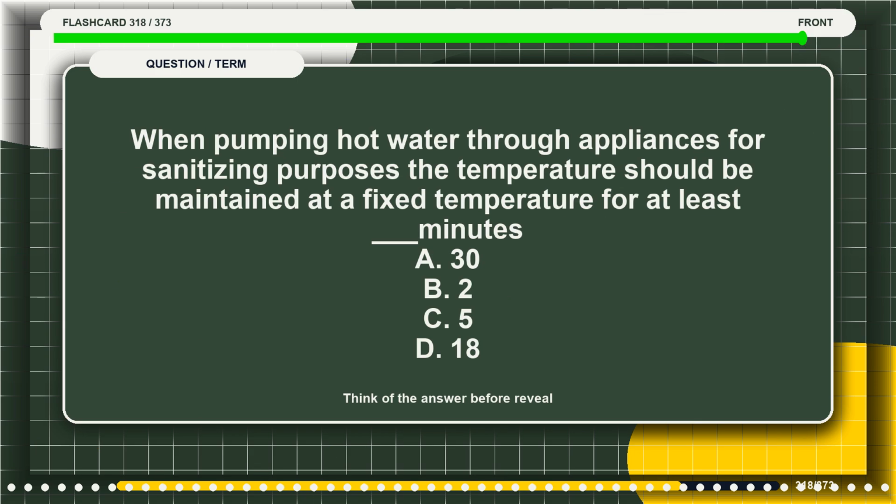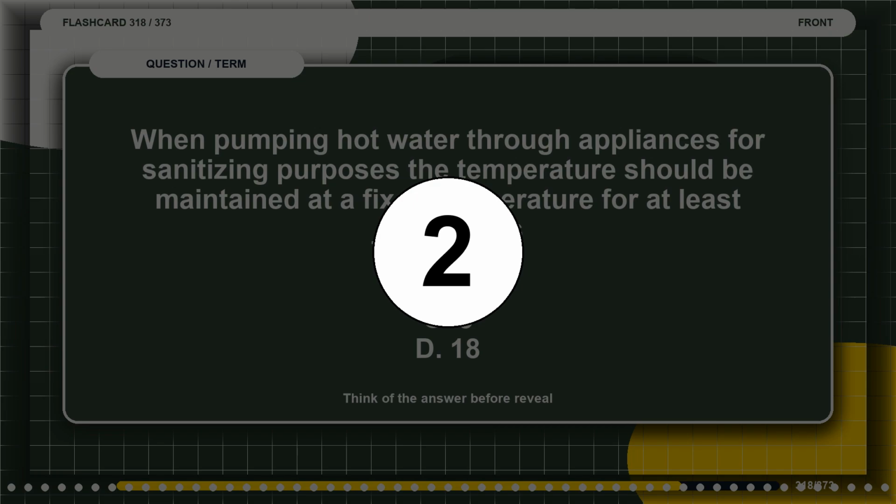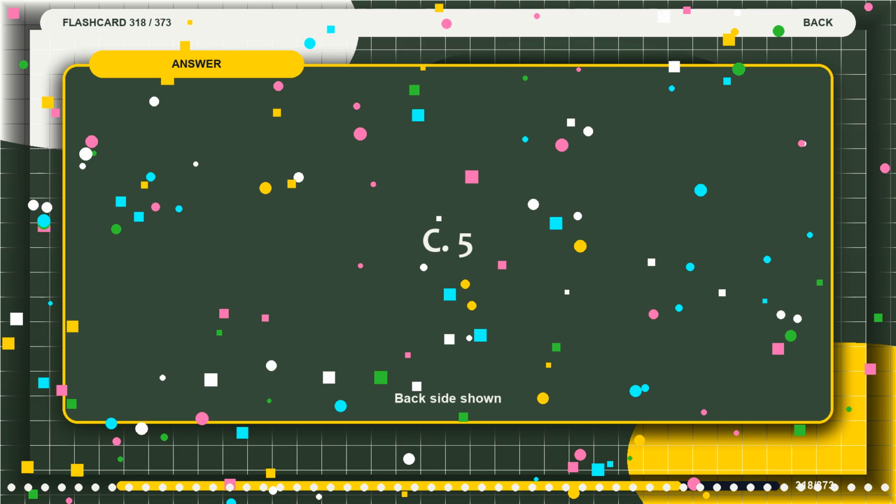Flashcard 318. When pumping hot water through appliances for sanitizing purposes, the temperature should be maintained at a fixed temperature for at least blank minutes. A. 30, B. 2, C. 5, D. 18. Think of the answer before the reveal. The answer is C. 5.